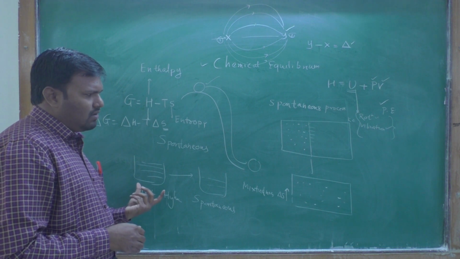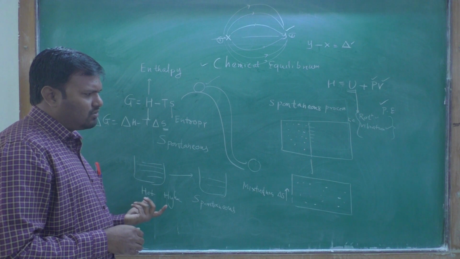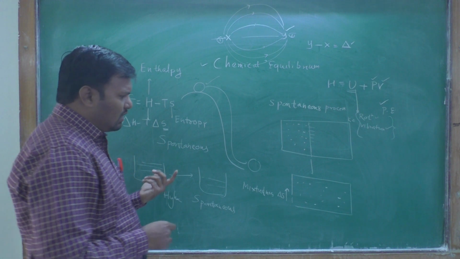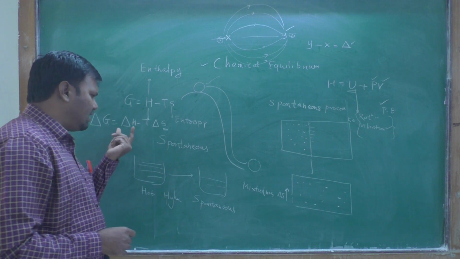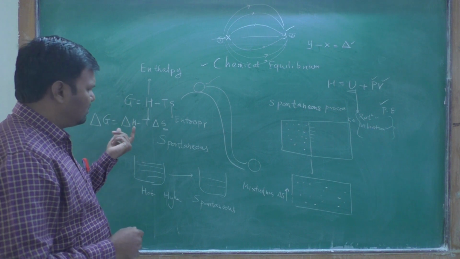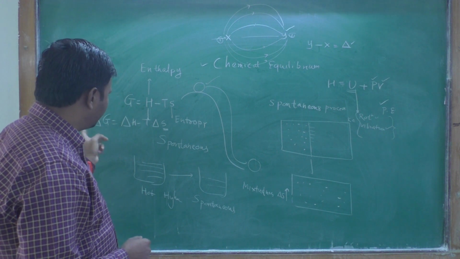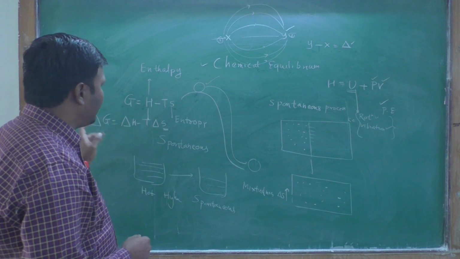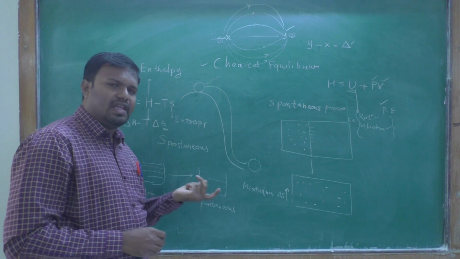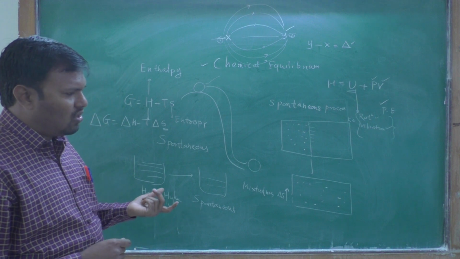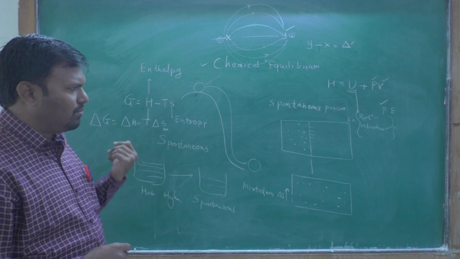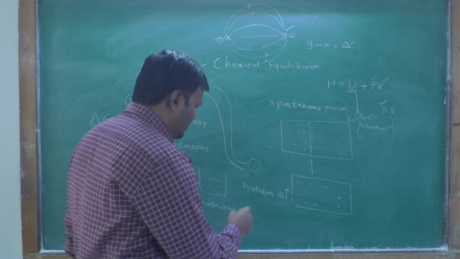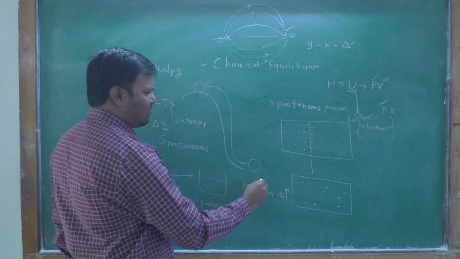Okay, in this case delta H is also a state function. Therefore the change in Gibbs free energy, delta H minus T delta S, is used to find out whether the reaction is spontaneous or non-spontaneous. Okay, previously in the first lecture, for explaining entropy we took one example.